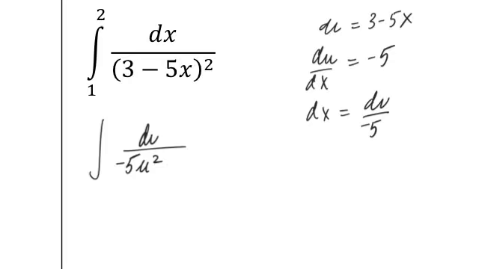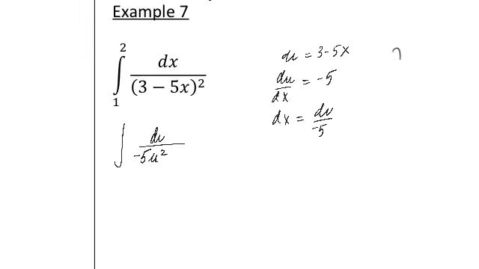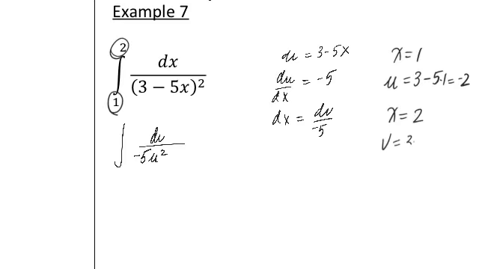So I have something like this, and then when x is equal to 1, u is equal to 3 minus 5 times 1, which is negative 2. When x is equal to 2, the upper limit, then u is equal to 3 minus 5 times 2, which is 3 minus 10, or negative 7.